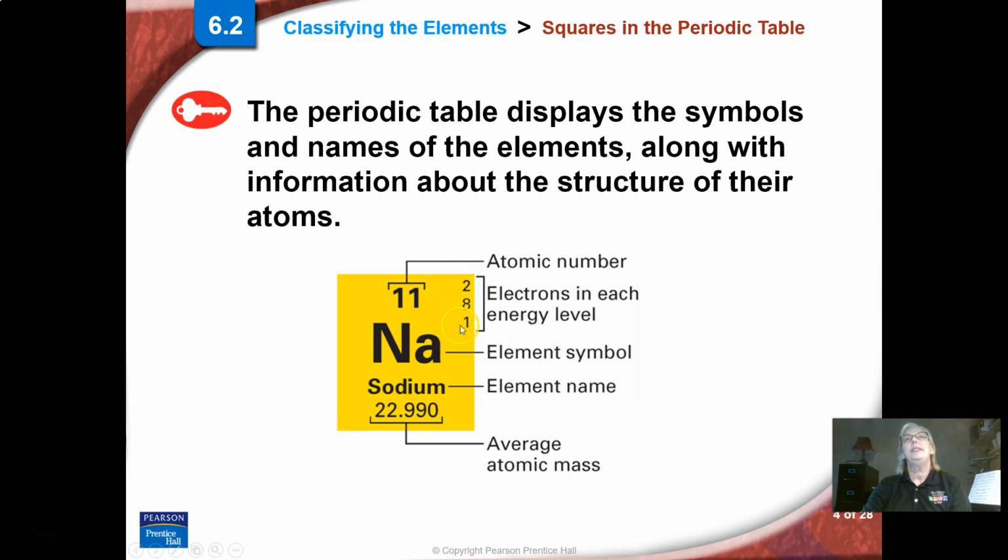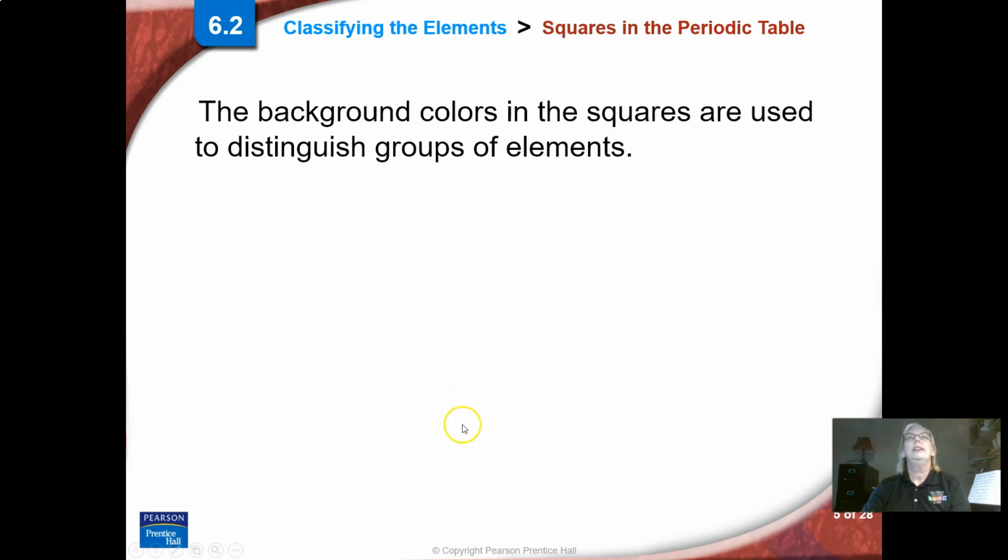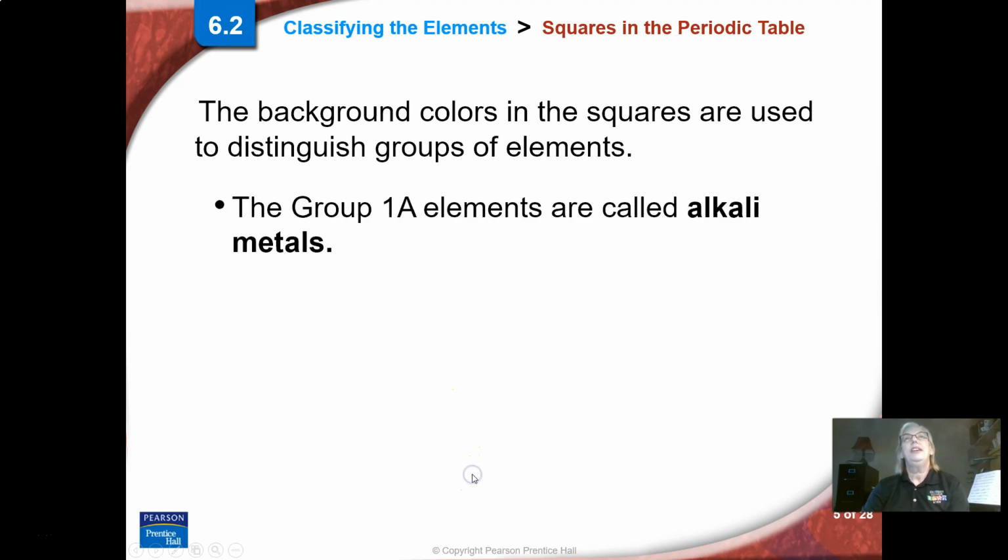Some periodic tables have this on there. We have the symbol, and we have the name, and then we have that weighted average of the mass. So you'll always have a periodic table. You never have to memorize any of this. You can always find it, and we'll always give you one for your tests. Sometimes some periodic tables have different colors, and we're going to learn the group names now.